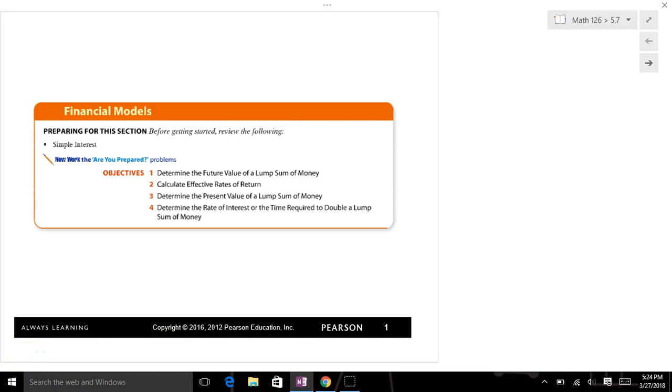This is section 5.7. We're looking at financial models. We're going to determine the future value of a lump sum of money, calculate effective rates of return, and determine the present value of lump sum money, and so on. So, if you want to be rich, you will listen to this section.